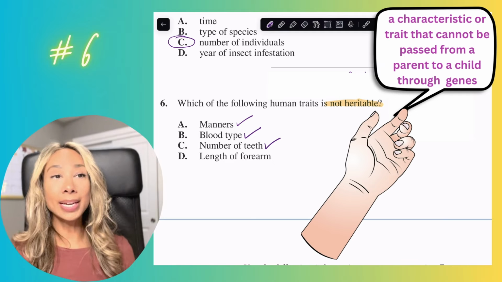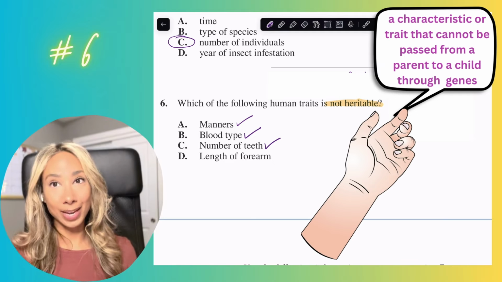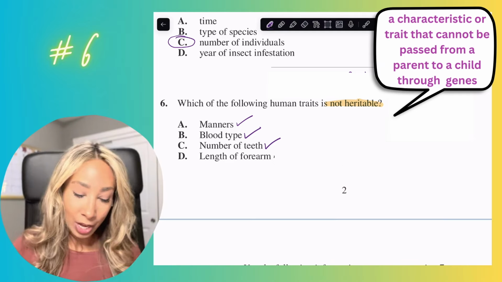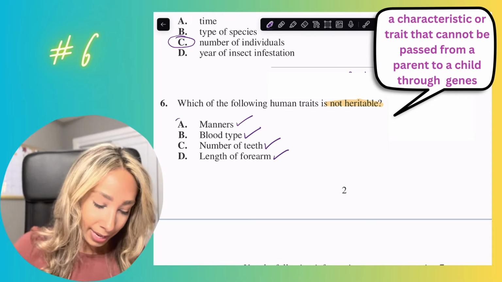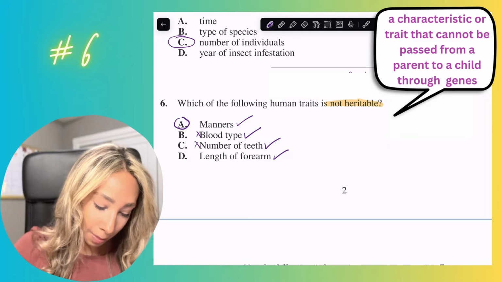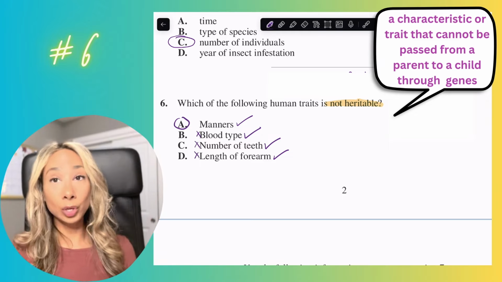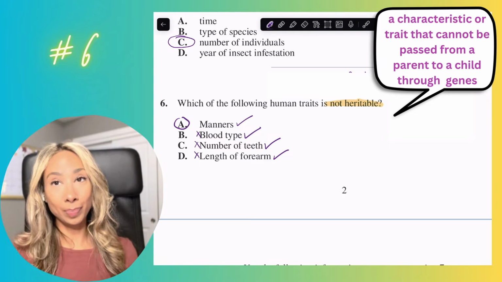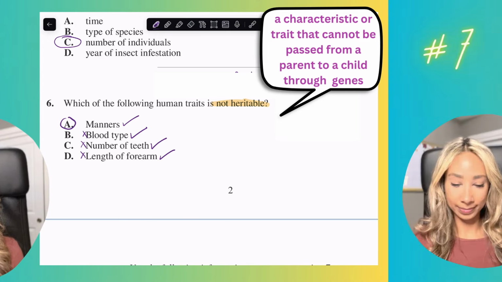And then with D, we're looking at the length of a forearm. Again, that's coming back from what your parents look like. So in this case, the best option is going to be option A, where we are looking at the manners, which are something that can be learned from the environment and not something that are based on your genes.